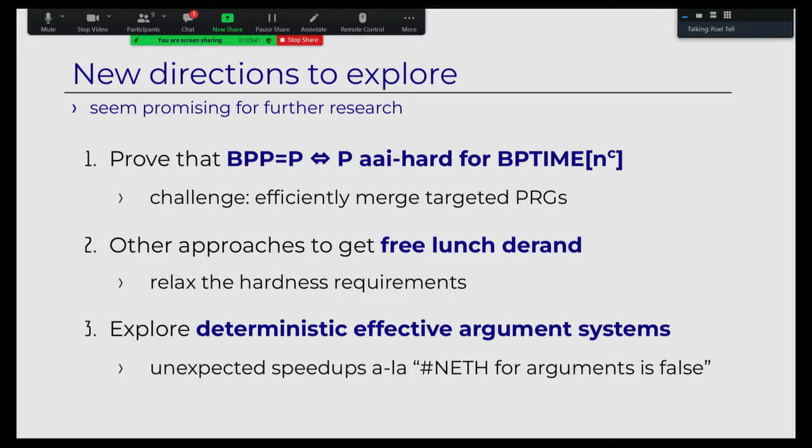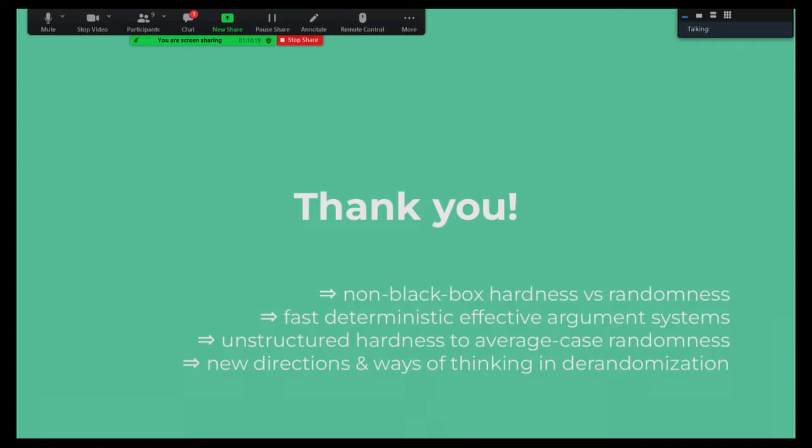We want other approaches, like Rahul asked before, to get free lunch randomization, other conjectures, maybe relaxed, maybe conjectures that are incomparable, but will strengthen our belief that it's possible, because we'll have several sets of conjectures. And we want to explore this new notion of deterministic effective argument systems. Thank you, Rahul, for already suggesting a follow-up question. Because something happens with this notion that's unexpected, the speed up for #SAT that we didn't expect. So it's a cool notion to explore. And obviously, again, the last line here is from this morning, so it hasn't been thoroughly thought of yet. A lot of new ground. That's it. Thank you very much.